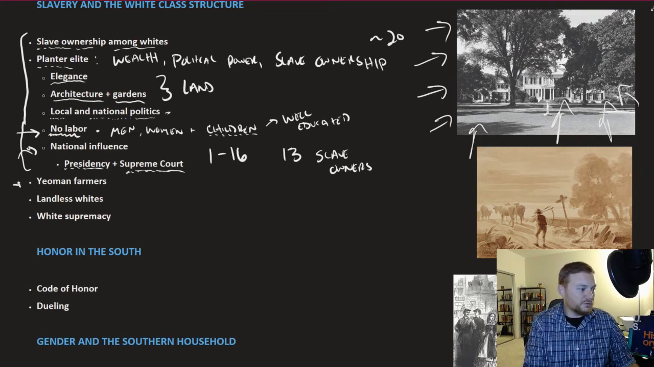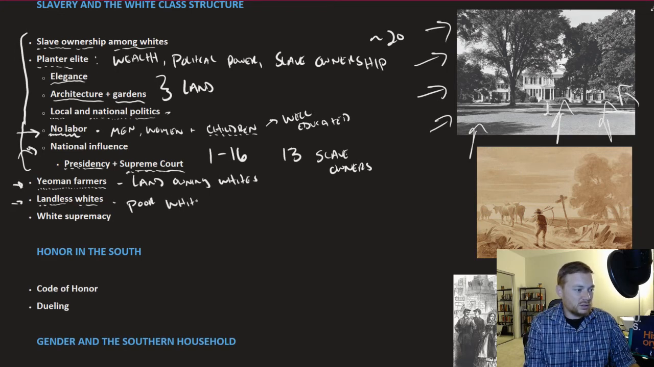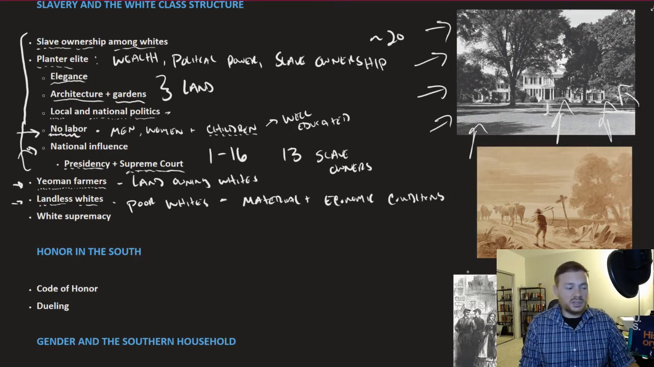Below that, you have the yeoman farmers. This is sort of Jefferson's idea of how you build a democratic society. These are land-owning whites. And then below that, you have the landless whites, sometimes called the poor whites. And economically speaking, if we just look at material and economic conditions, they were more similar to what slaves had experienced, eating similar food, wearing similar clothing, experiencing the same standard of living, but of course they were free, right?